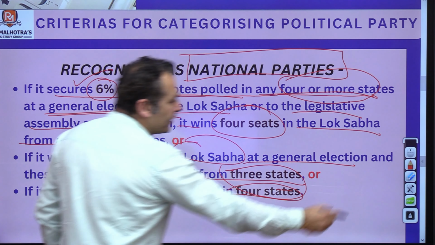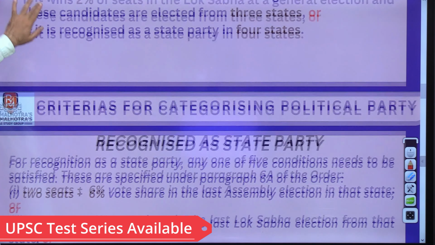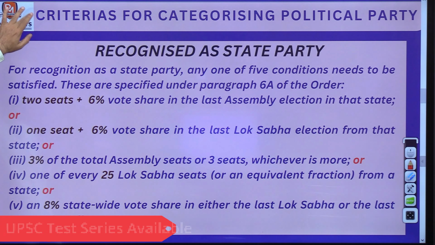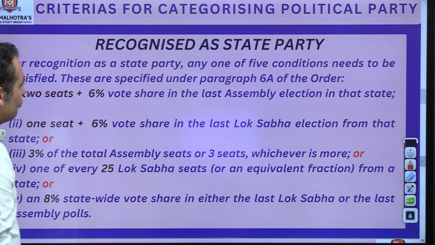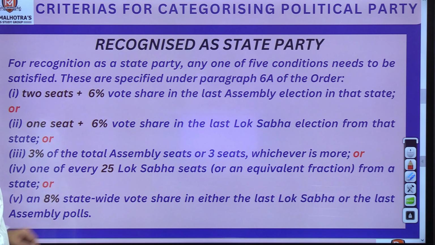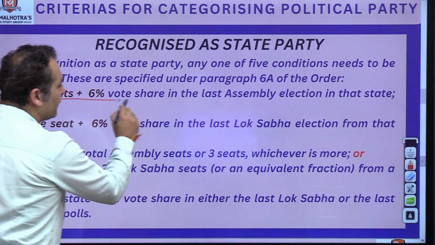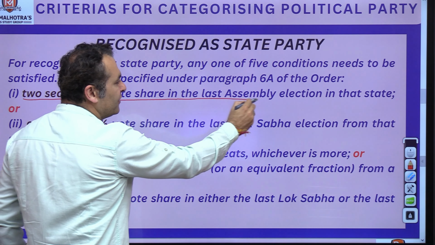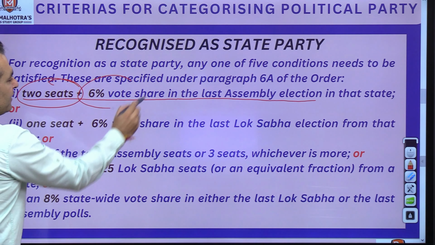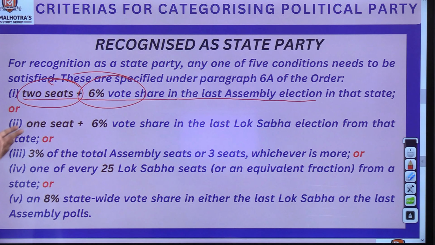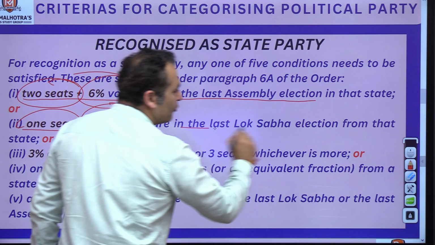Now after you know the criteria for the national party, you need to know how a party is recognized as a state party. So here we have 5 conditions or 5 yardsticks to recognize a party as a state party. So what are these yardsticks? 2 seats plus 6% vote share in the last assembly elections in that state. So 2 seats and 6% vote share, or 1 seat and 6% vote share in the last Lok Sabha election from that state.